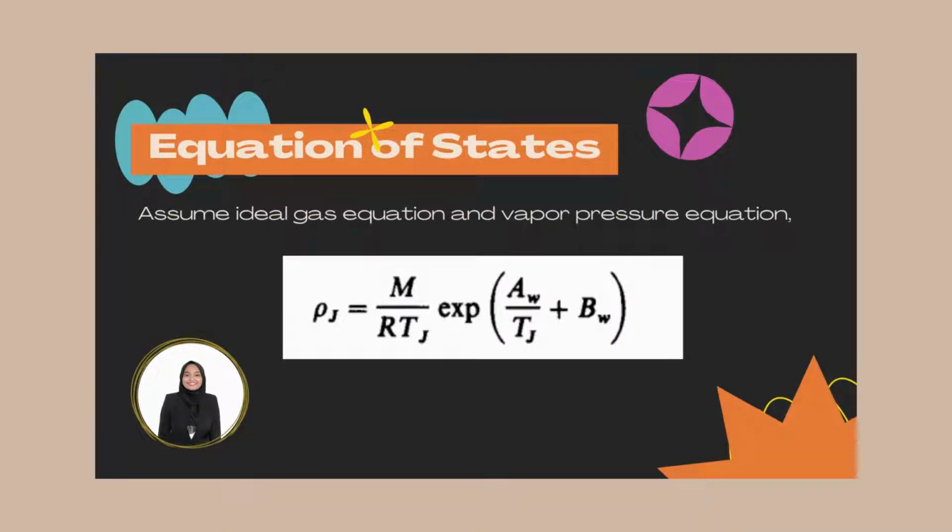Last, for the heating phase, an equation of state can be developed. This equation is to calculate temperature Tj and pressure P from density ρj. The perfect gas law and a simple vapor pressure equation can be used, where the ideal gas law gives ρ equal to MP over RT, and for P we can use the vapor pressure equation from the Antoine equation for water, which is Pj equal to exponent of AW over Tj plus BW. I think that's all from me.